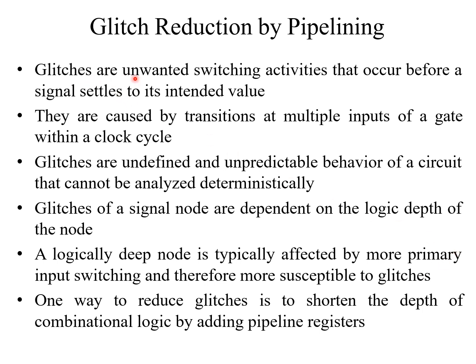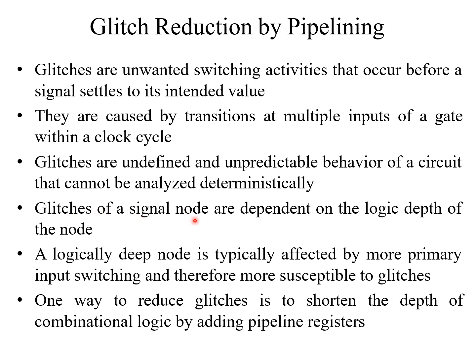Glitches are unwanted switching activities that occur before a signal settles to its intended value. They are caused by transitions at multiple inputs of a gate within a clock cycle. Glitches are undefined and unpredictable behavior of a circuit that cannot be analyzed deterministically.